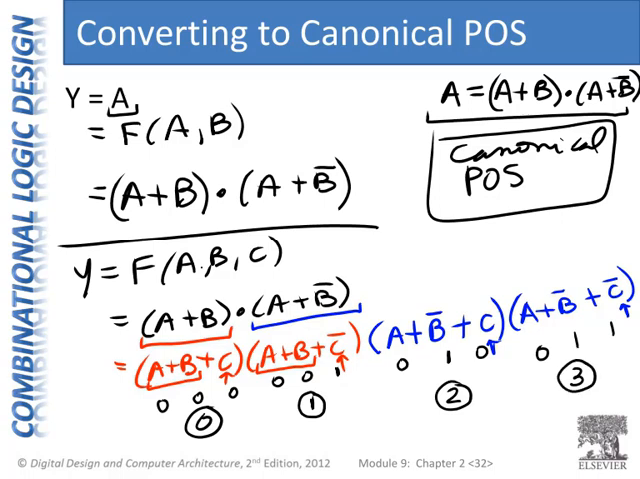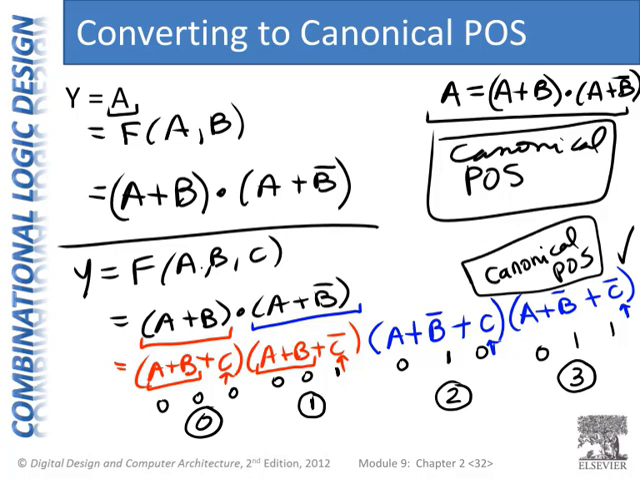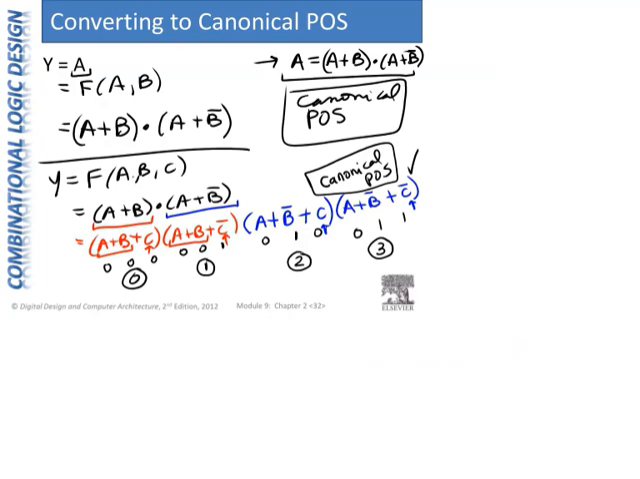So in this case, we don't need to reorder it, and here we've completely and correctly gotten the canonical POS form from the original equation using expansion, using combining, or specifically reverse combining. And again, we can double check. We could have written this in shorthand form as the product of max terms 0, 1, 2, and 3.